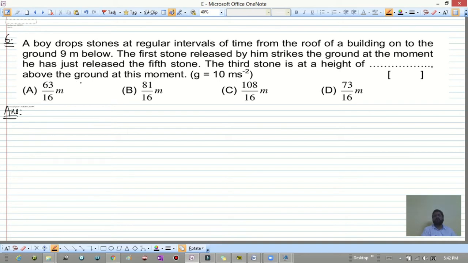Now it is given a boy drops stones at regular intervals of time. One boy is there who drops the stones at a regular interval of time from the roof of a building onto ground 9 meter below. The first stone released by him strikes the ground at the moment he had just released the fifth stone. The third stone is at a height of, that is what we have to calculate.